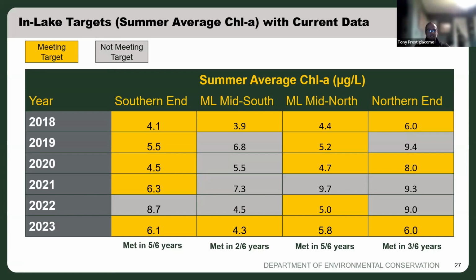And so what you can see is that in some of the segments, like the southern end and the mid-north, we're meeting that 6 micrograms per liter in many of the years, which is good. The main lake mid-south, the threshold is more stringent because it's a AA water, and you can see that we're meeting that in about 2 out of 6 years. So obviously more work needs to be done there. And then the northern end, which is a recreation segment, we're meeting about half the years. We're meeting that 8 micrograms per liter. So this type of information is obviously what we're interested in, and valuable for us to understand how Cayuga is doing with regards to our goals.